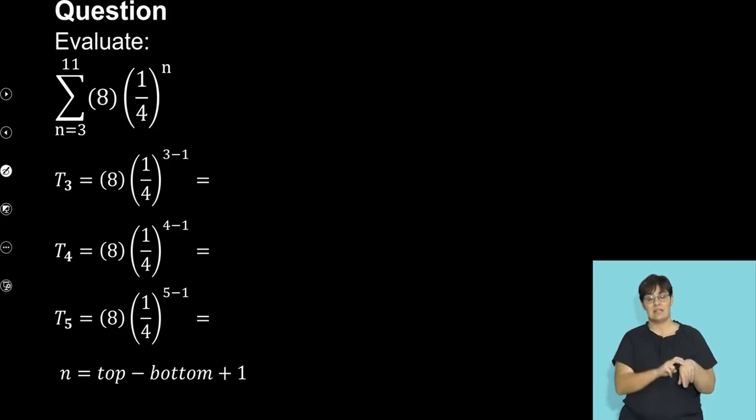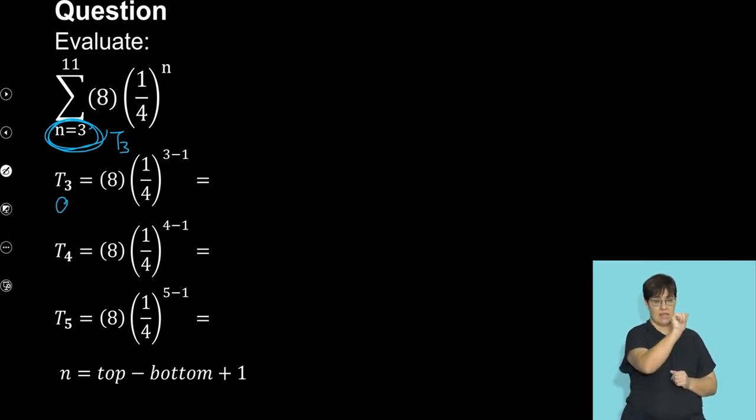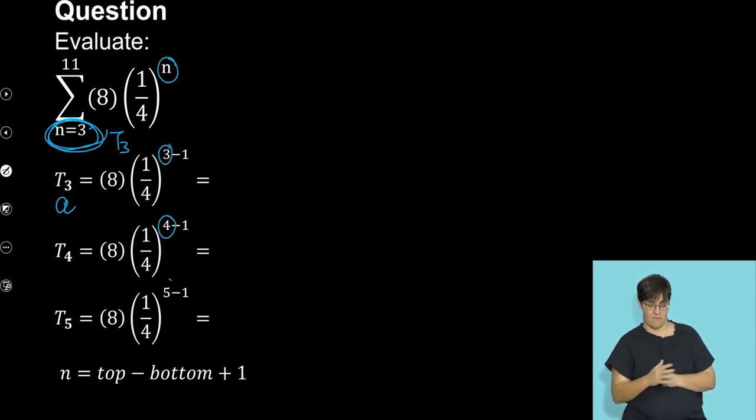So I need to find the first 3 terms of this sequence. Because the actual series or the sum starts at term 3, term 3 is my a. Because term 3 is my a, I need to actually know what the value of it is. So each time I'm going to substitute in n is equal to 3, n is equal to 4, and n is equal to 5 to find the first 3 terms of this particular sum.